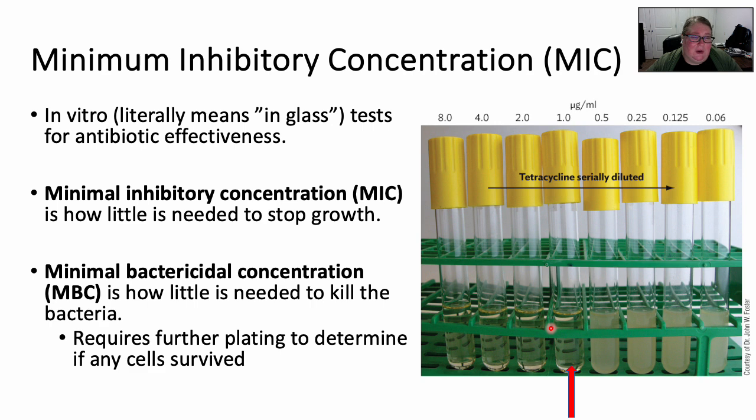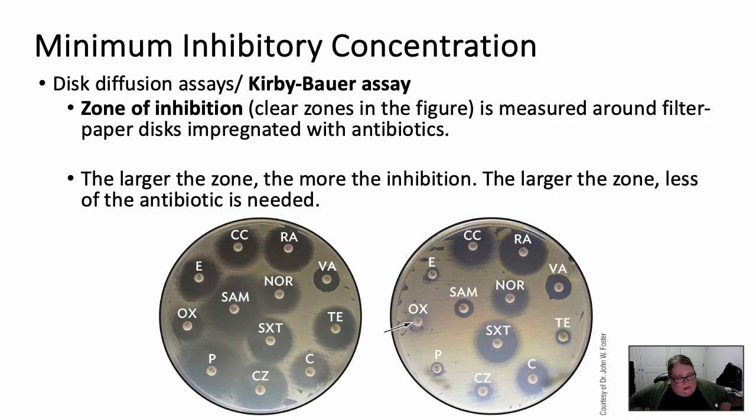Okay, you need to know MIC and MBC. Know what these mean, be able to explain them. This will be something you're tested on. Now, one of the ways that we find minimum inhibitory concentration is we do a bunch of tests. We call these tests assays.